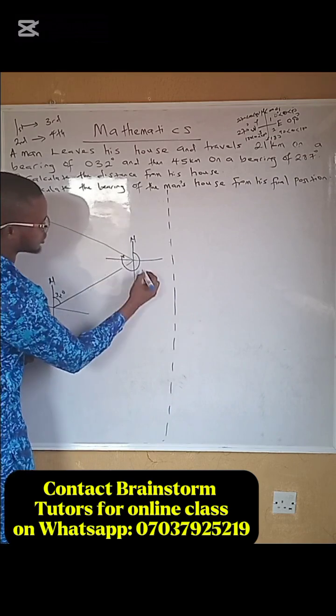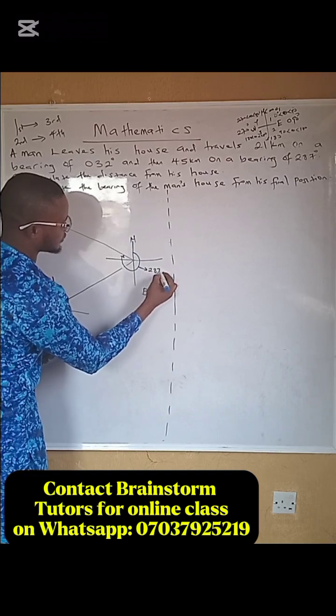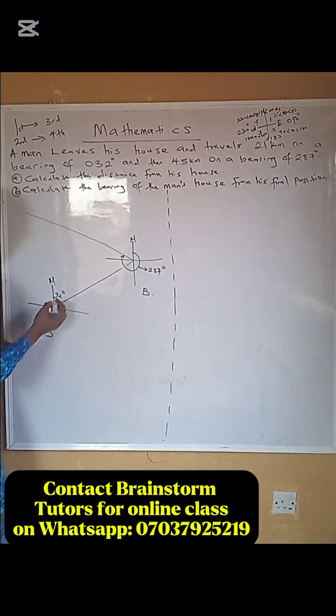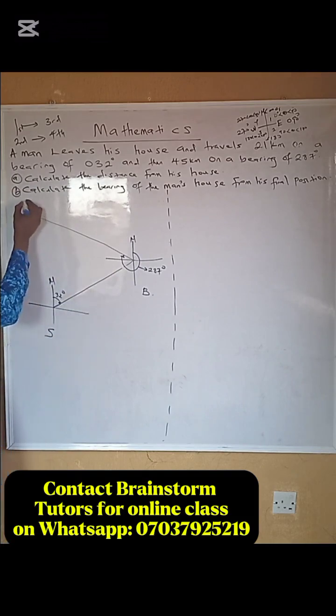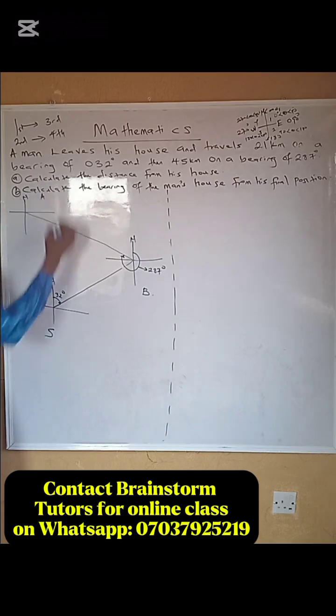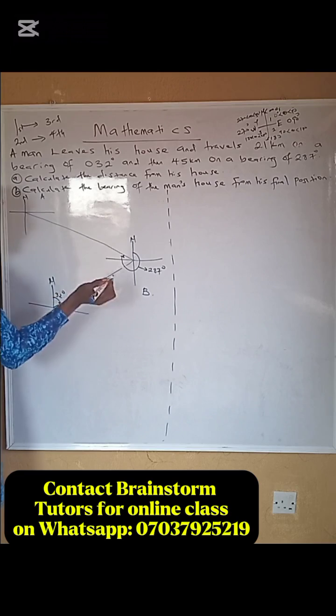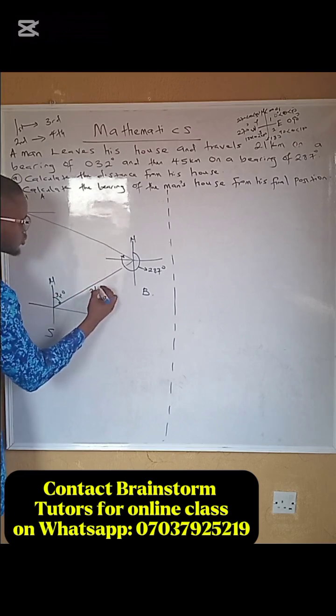So that's how we have something like this. From here to here is what? This one is 287 degrees. And here is what? 32 degrees. Now here, I told you that the destination is going to be in what? Let's assume this point is point A. That's the final destination. And here, the distance is 21 kilometers.